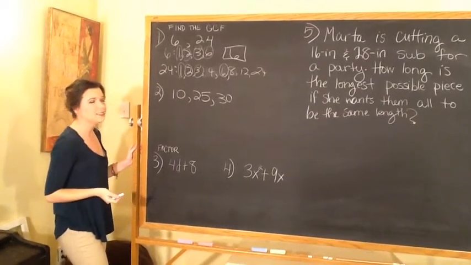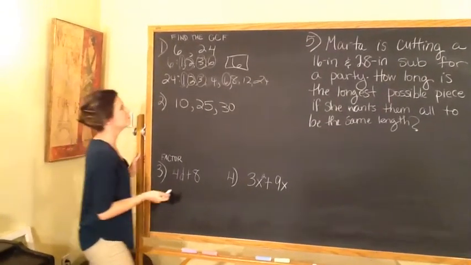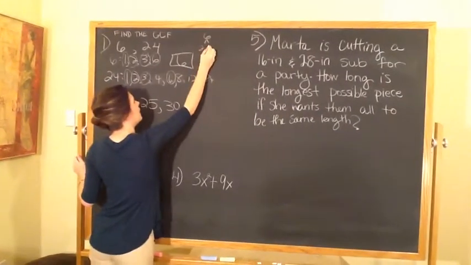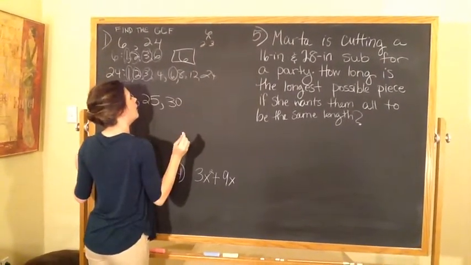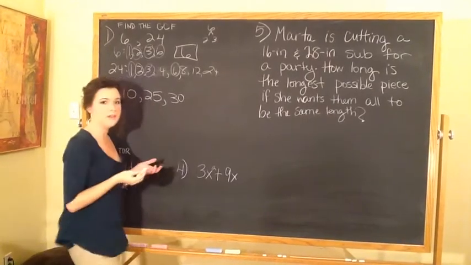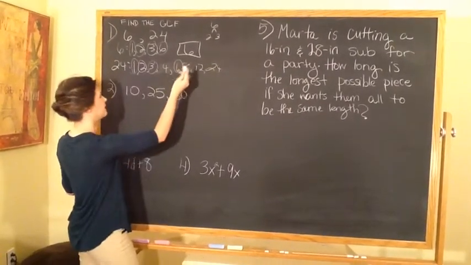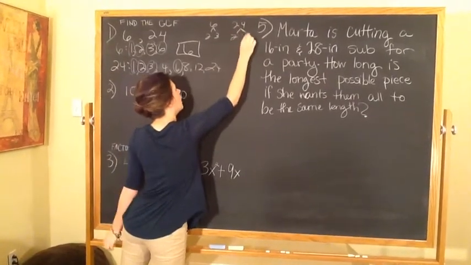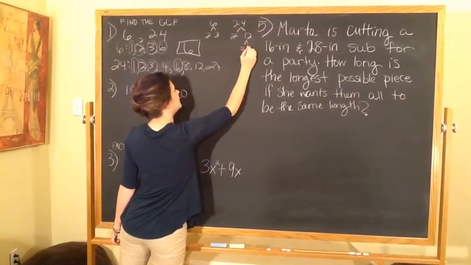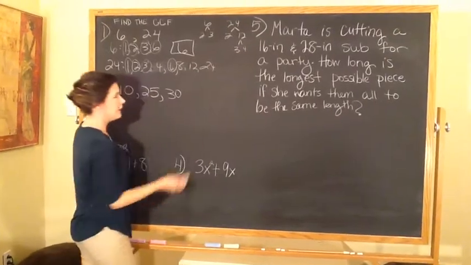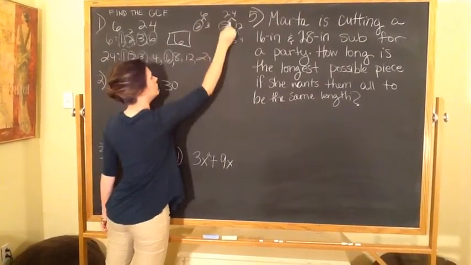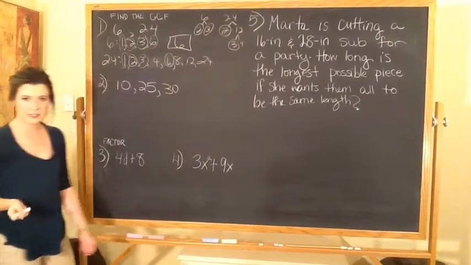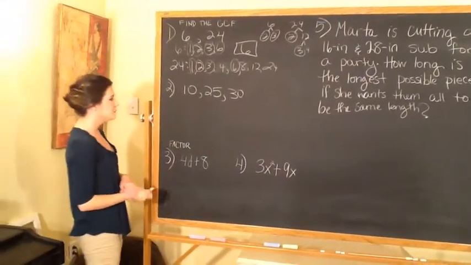Now you can also find this out by doing the prime factorization. So if I took 6 and I realized that 6 is 2 times 3, that would give me a prime factorization of 6. And then if I do 24, I have 2 times 12, and then I break that down into 3 times 4. So which numbers do they have in common? They have 2, 2, and 3. So 2 times 3 gives you 6. So that's how we get the GCF.